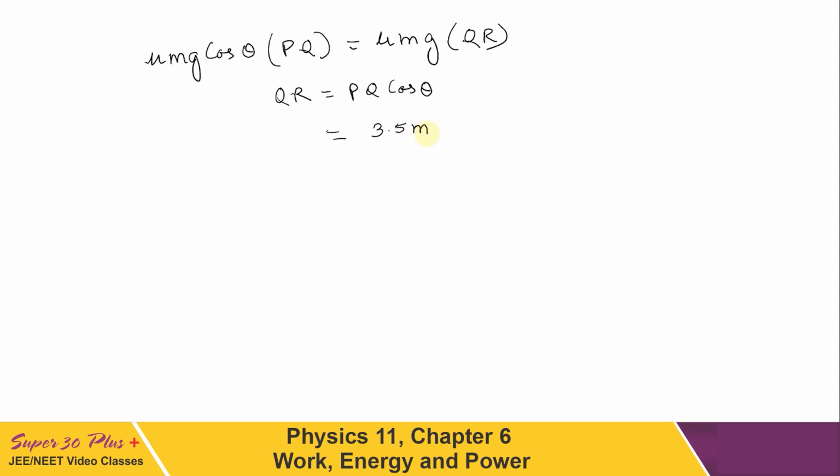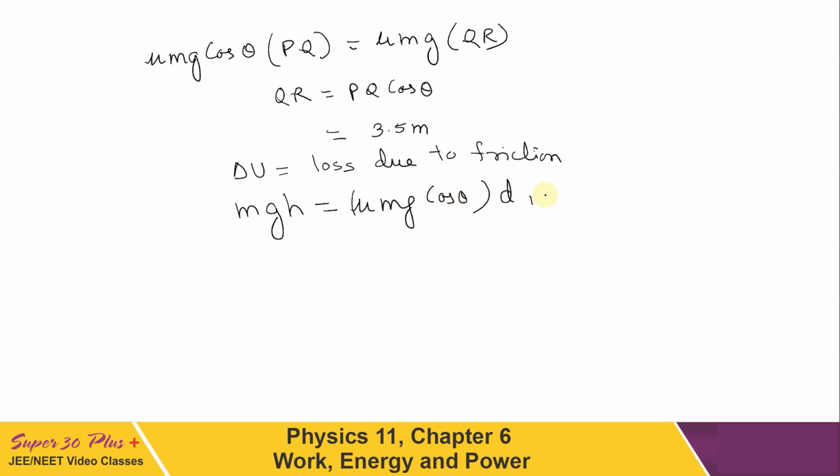Now further we have to see what the decrease in potential energy is. That should be equal to the loss due to friction. So the decrease in potential energy delta U should be equal to the loss due to friction, and this decrease has value mgh. So mgh can be written as equal to mu mg cos theta d1 plus mu mg, this one is for the flat part, d2.